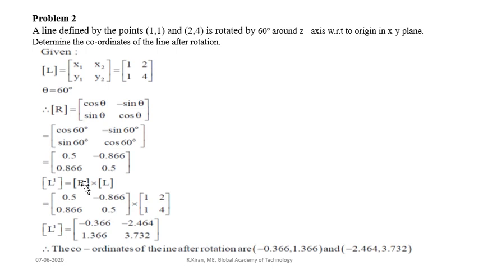So multiplying the rotation matrix with the basic matrix, that is 1 comma 2 and 1 comma 4, will give us the rotation of the line. That is, L dash is nothing but the line which is obtained after the line is tilted by an amount 60 degrees. So this is how it is done, and the coordinates of the points after the rotation are minus 0.366 and 1.36, which are nothing but x1 comma y1, and minus 2.464 and 3.732, which are nothing but x2 comma y2 respectively. Thank you.